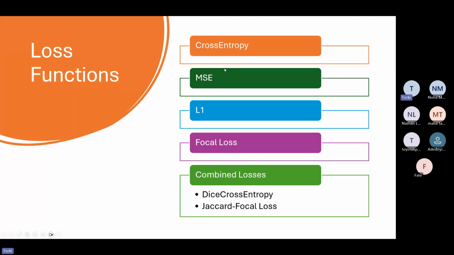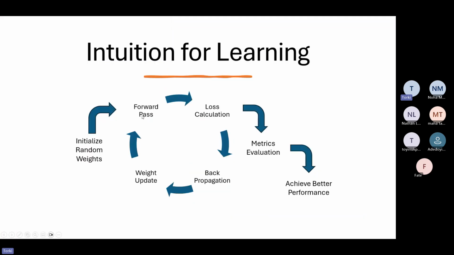So I will put this slide one more time. You start with initial weights, you do the forward pass, calculate the loss. If your evaluation metrics are good enough, stop and you are fine. If not, you do back propagation, update the weights, and go in this cycle until you are happy with your metrics. Okay, that's it for today.